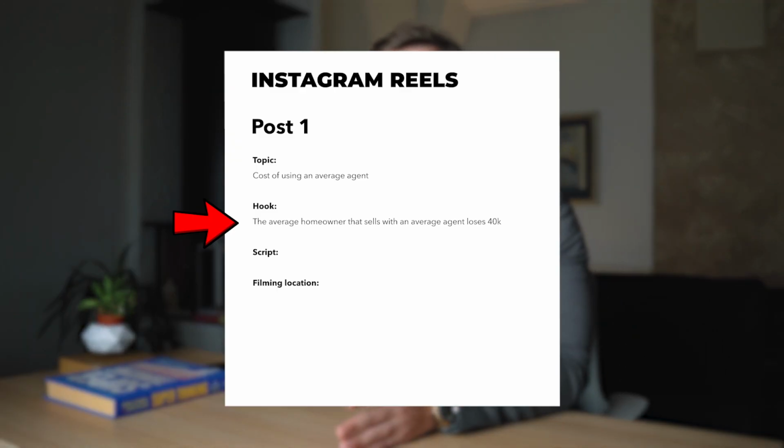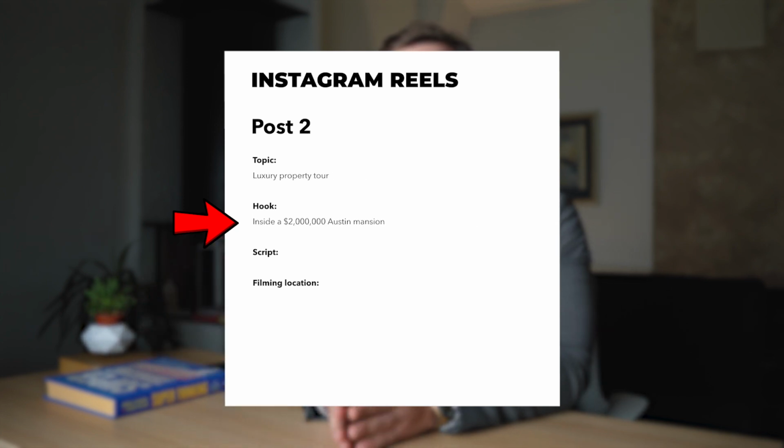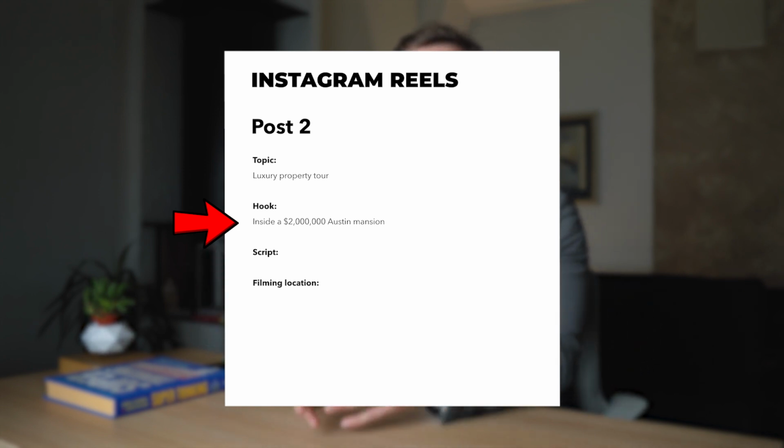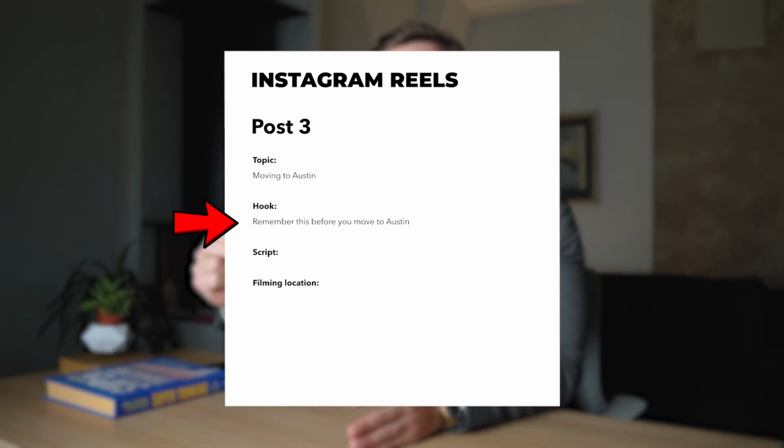So let's write this out. First one, I'll do: the average homeowner that sells their home with an average realtor loses $40,000. The second, this will be the property tour type of reel. So I'm gonna use something like inside a $2 million Austin mansion. And third one, I'll do: remember this before you move to Austin.